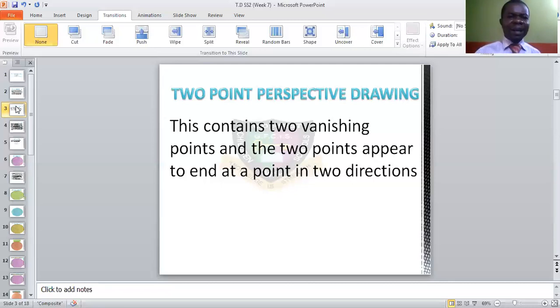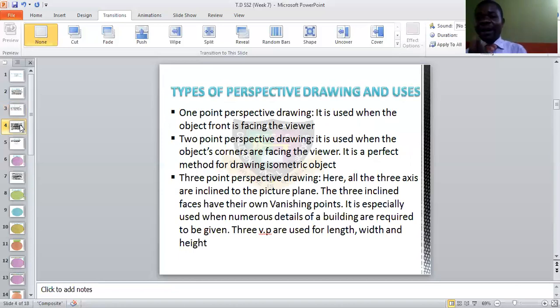Let's look at the types of perspective drawing first and the uses. We have said the 1 point, 2 point, and 3 point. What are these types used for? The 1 point is used when you want the front of an object to face you as the viewer, the observer. The front. We have talked about front elevation, plan, and all. You want that front to face you, then you use the 1 point perspective drawing. Remember, it has one vanishing point.